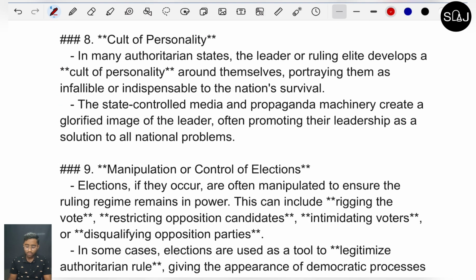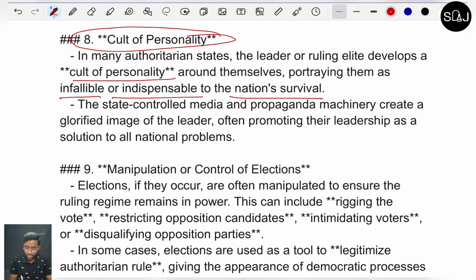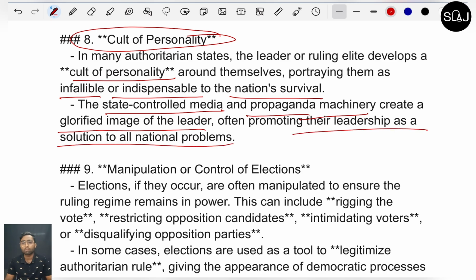Number 8. Cult of personality. This is all a game of personality. If you like the person, even if that person is doing wrong, the supporters, in a way, they still support that person. In many authoritarian states, the leader or ruling elite develops a cult of personality around themselves, portraying them as infallible or indispensable to the nation's survival. The state controlled media and propaganda machinery create a glorified image of the leader, often promoting their leadership as a solution to all national problems.